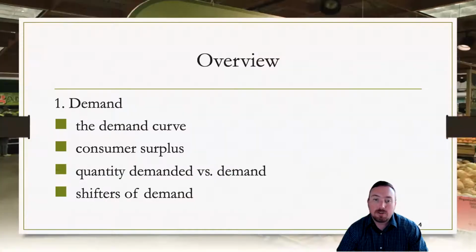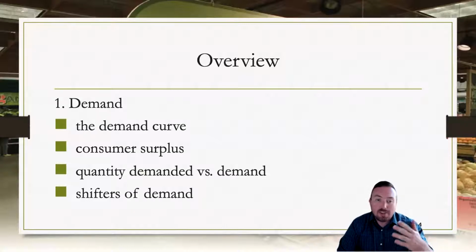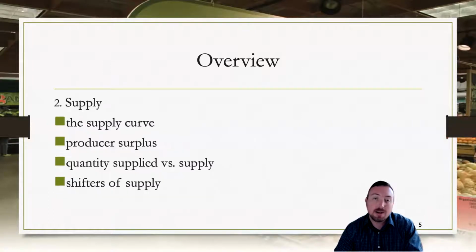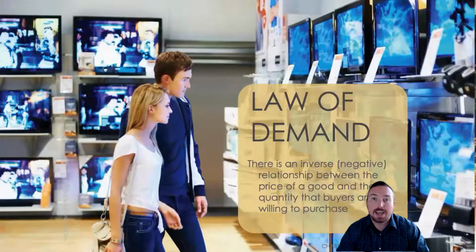and demand curves. Okay, so again, in chapter 3, we're going to look at demand, talk about the demand curve, consumer surplus, quantity demanded versus demand, shifters of demand. Same thing with supply, and talk about equilibrium, equilibrium efficiency, and single and double shifts of supply and demand.